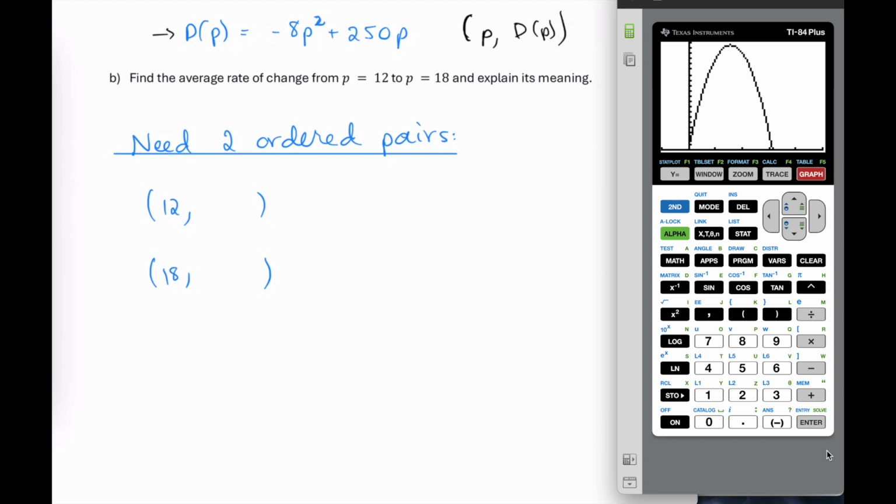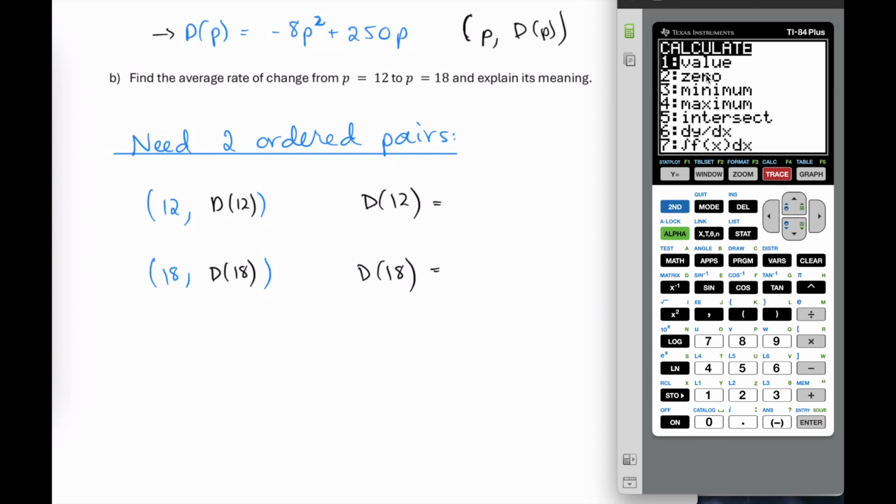So to get our ordered pairs, what we're going to need to do is to plug 12 into the demand function to get the corresponding output. We'll also need to plug 18 into the demand function to get the output there as well. We can do this by hand, but since we have our calculator right here, let's demonstrate how we could come up with these values using the calculator. Again, we can use the second calculate function, and instead of the maximum this time, here we want to calculate particular values. So we'll select number 1 on this list.